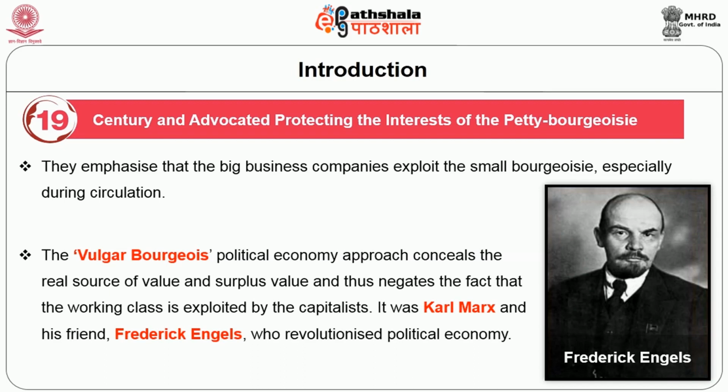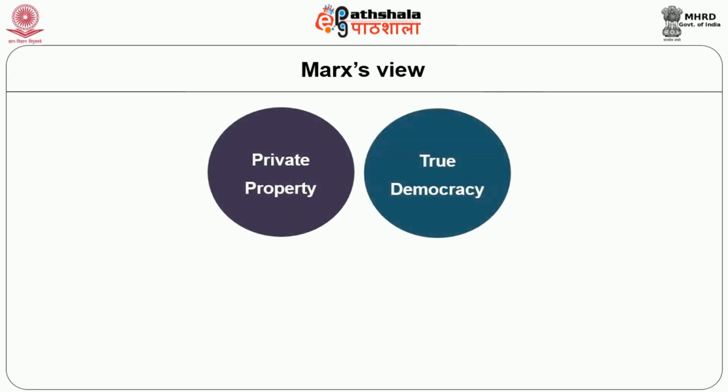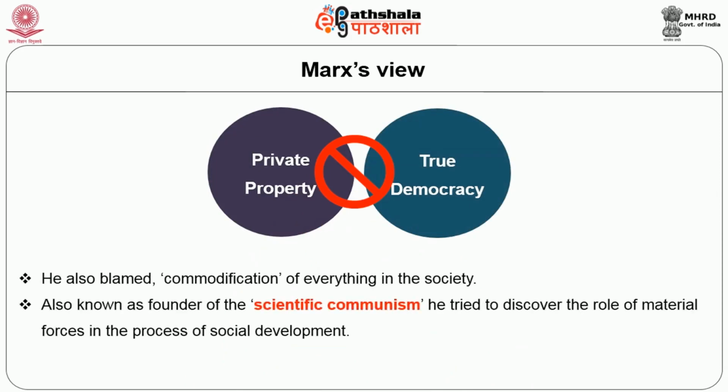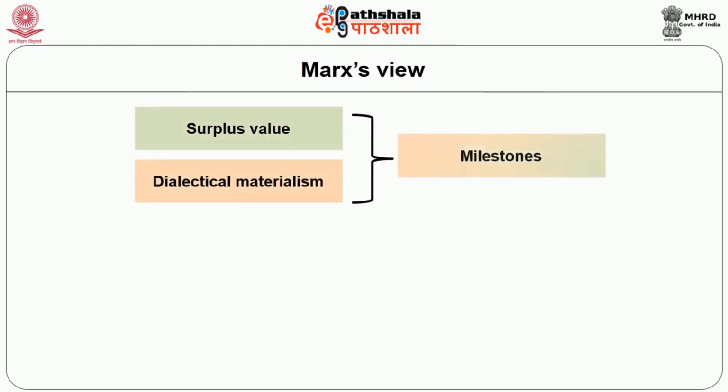It was Karl Marx and his friend Engels who revolutionized political economy. Now we will be studying the Marxian viewpoint. Marx believed that private property and true democracy cannot exist together. He also blamed the commodification of everything in society. Also known as the founder of scientific communism, he tried to discover the role of material forces in the process of social development. His concepts of surplus value and dialectical materialism are milestones.